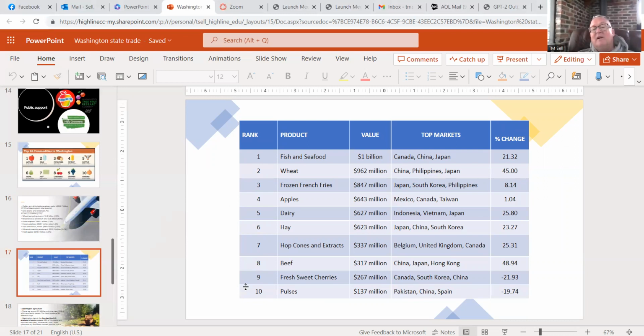cherries, pulses, which are peas, and Skagit County, just north of us: 30% of the nation's fresh peas and 70% of the nation's pea seed. So that's a big business around here. One that doesn't quite show up here, one of our leading trade partners is the Netherlands.